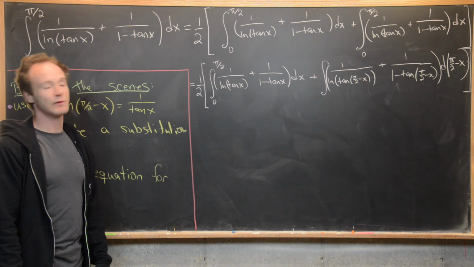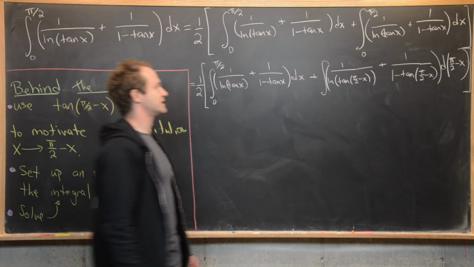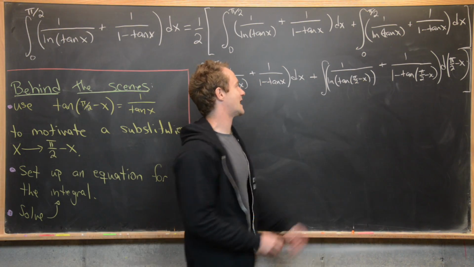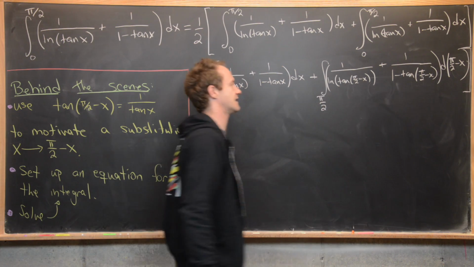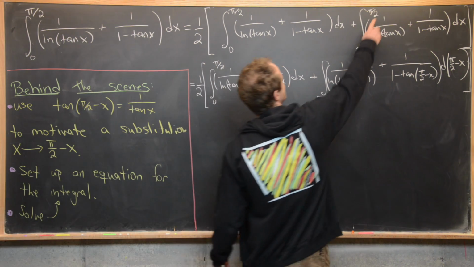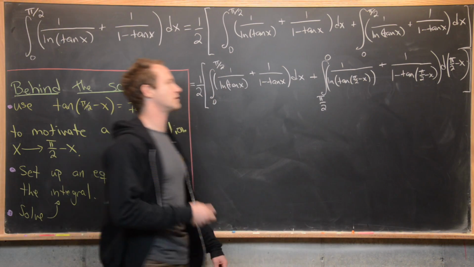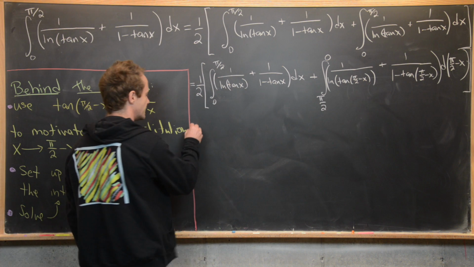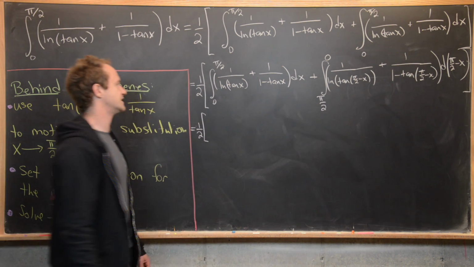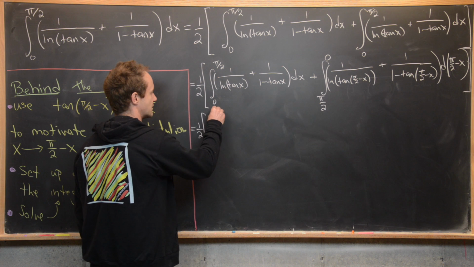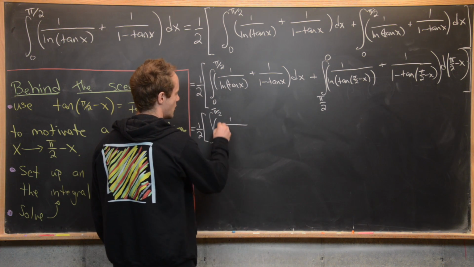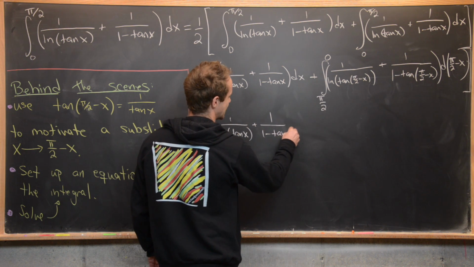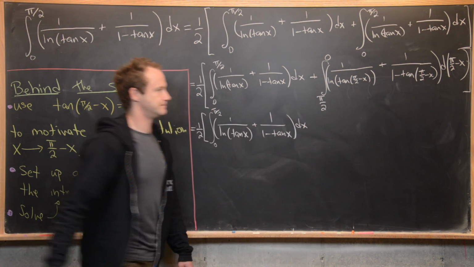Then let's go ahead and see what our bounds of integration are. So notice these are x bounds of integration. When x is equal to 0, pi over 2 minus x is equal to pi over 2, like that. And then when x is equal to pi over 2, pi over 2 minus x is equal to 0. So that gives us the bounds of integration flipped like this. Okay, so next I'm just going to keep bringing this first integral down. So I've got that integral from 0 to pi halves of 1 over natural log of tangent of x plus 1 over 1 minus tangent of x dx.